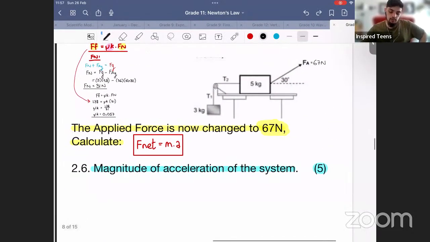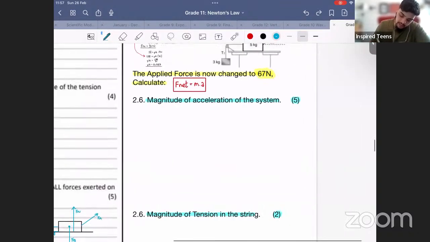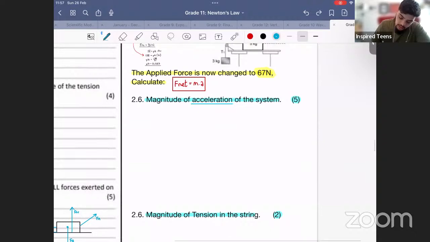Okay, so yes, calculate the magnitude of acceleration. In this case, a lot of the times they want us to calculate acceleration and tension. Sometimes they'll ask it in a separate question, and it will have separate marks. Sometimes they'll ask tension or acceleration.